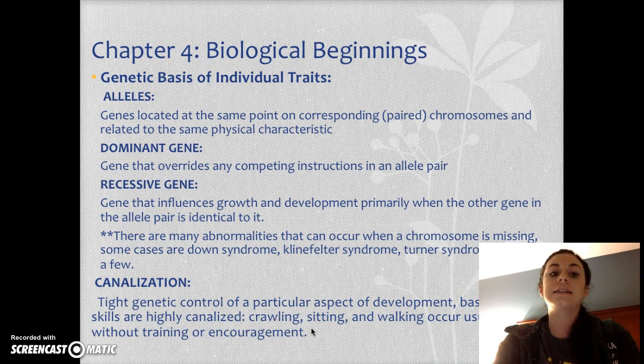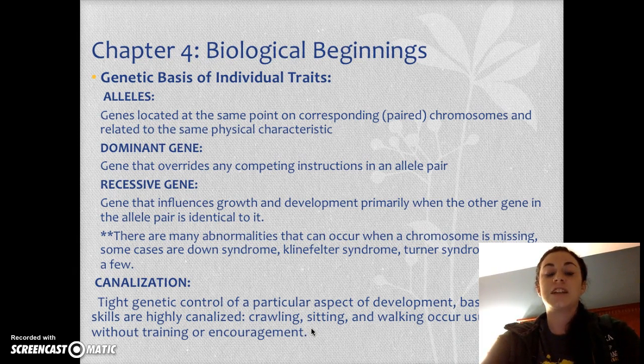Genetic basis of individual traits. Alleles are genes located at the same point on corresponding chromosomes and related to the same physical characteristics, so they're like the same. A dominant gene is a gene that overrides any competing instructions in an allele pair, and a recessive gene is a gene that influences growth and development primarily when the other gene in the allele pair is identical to it. So the recessive needs another one in order to show, and the dominant is so strong that it overpowers any gene, and that's the main gene.